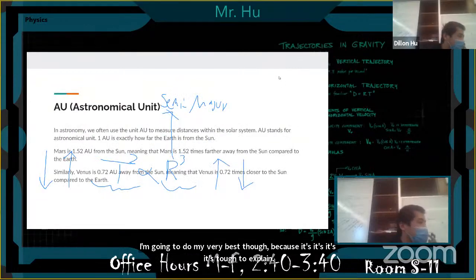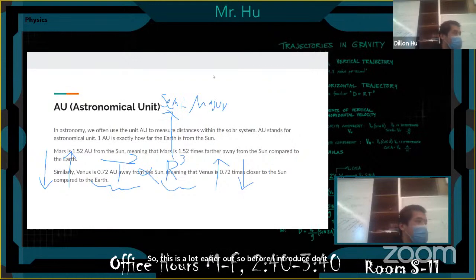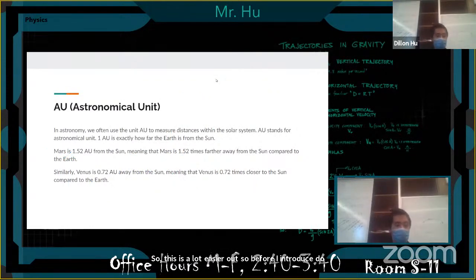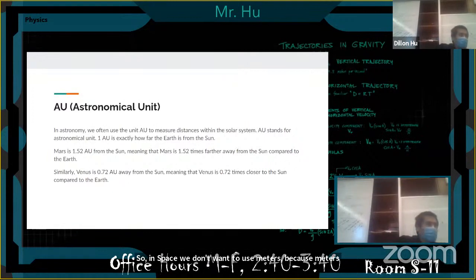So this is a lot easier. Before I do the example problem, I'm first going to talk about the units we're going to use for a lot of this unit. In space, we don't really use meters, because meters are really small.